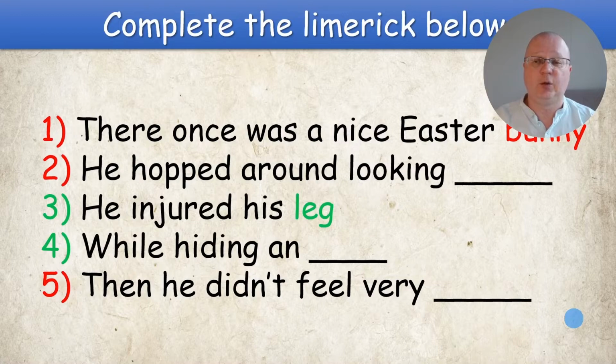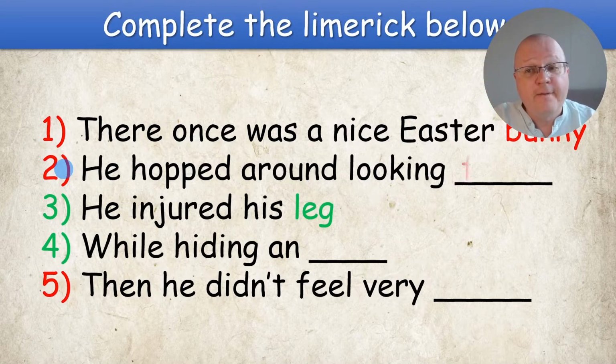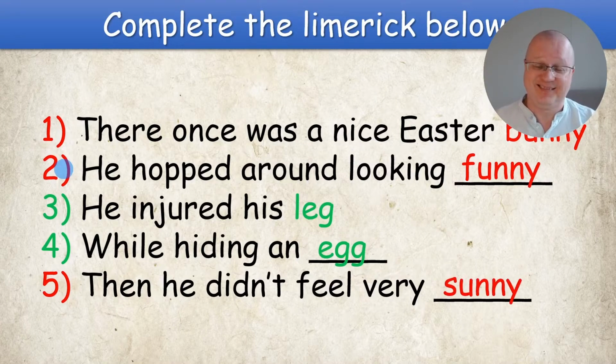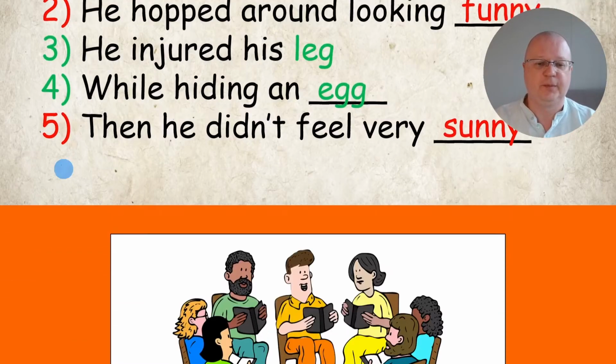Don't help them, it's quite easy, and by this stage in your lesson, I think they're gonna be able to do it. So there once was a nice Easter bunny. He hopped around looking funny. He injured his leg while hiding an egg. Then he didn't feel very sunny. So I think it's quite easy, and I think they'll be able to do it.